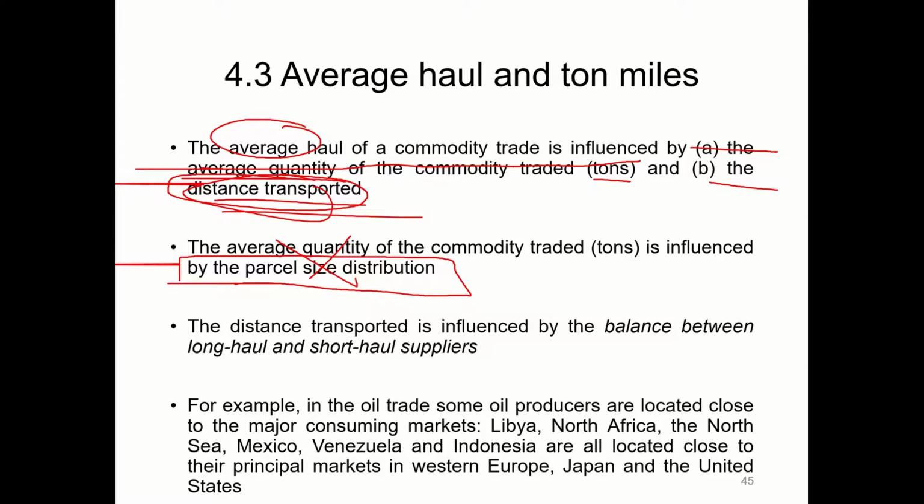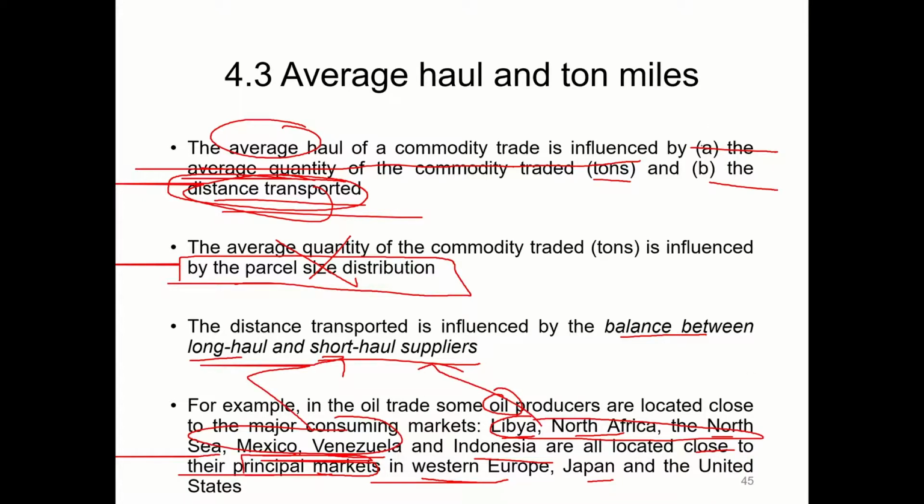Okay, so the distance transported is mainly influenced by the balance between long haul and short haul suppliers. I've used oil as an example previously, so we can use oil again. Producers of oil include long haul suppliers and short haul suppliers. The short haul suppliers of oil will be, for example, Libya, North Africa, North Sea, Mexico, Venezuela, Indonesia. These are countries that have some oil reserves, and because they are closer to principal markets, the main consumers of oil such as Western Europe, Japan, and United States, we call them the short haul suppliers, because they are closer to the consumption market.